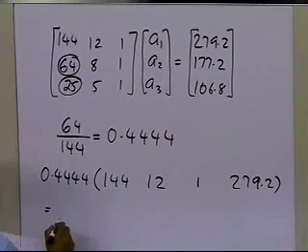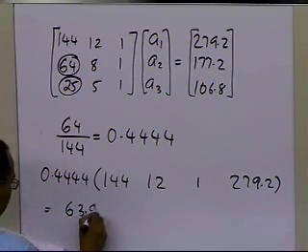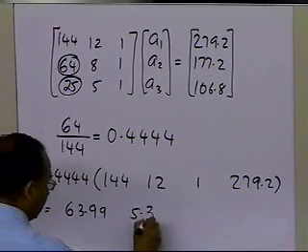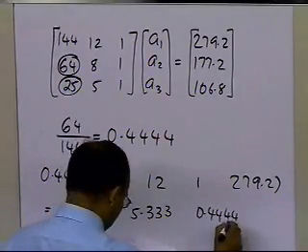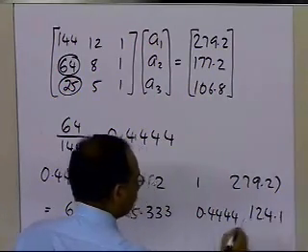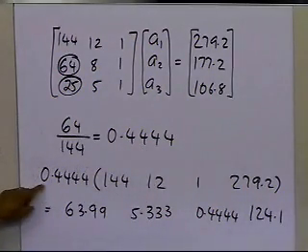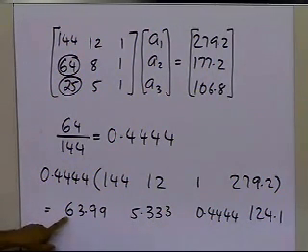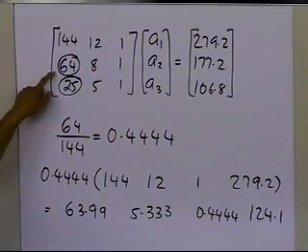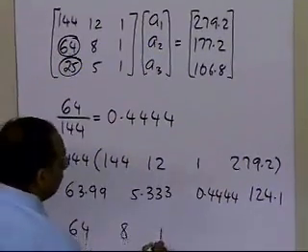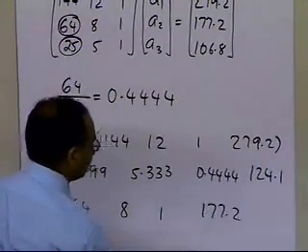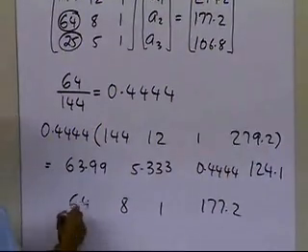The values I get by multiplying the first row by 0.4444 are 63.99, 5.333, 0.4444, and 124.1. Now I'm going to subtract this result from the second row. The second row, second equation, is 64, 8, 1, 177.2.